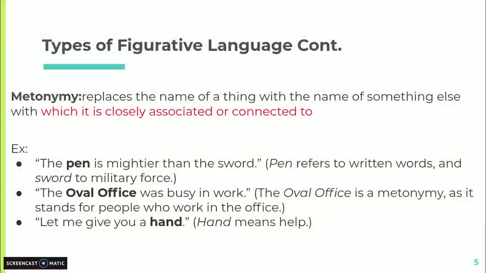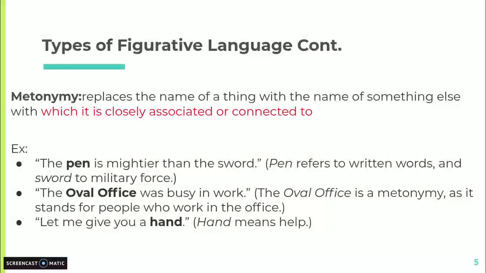All right. Our next one, this one might be a little bit more new to you. This is metonymy. Metonymy replaces the name of a thing with the name of something else which is connected to it or is closely associated with that thing. So something that people often associate with whatever that original object, person, or thing is.